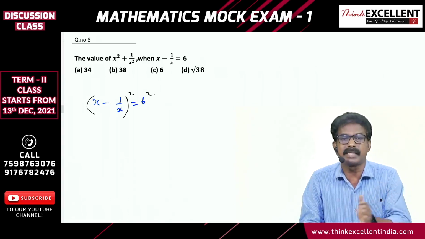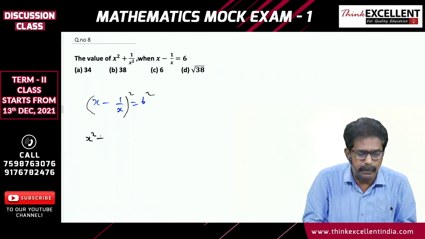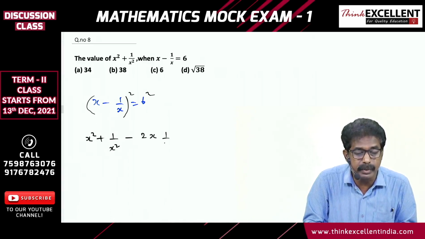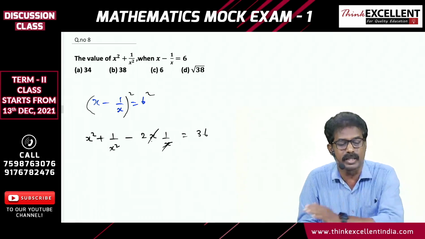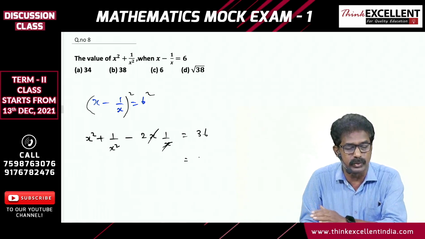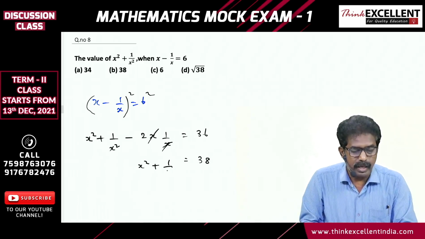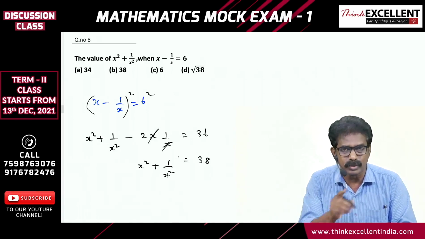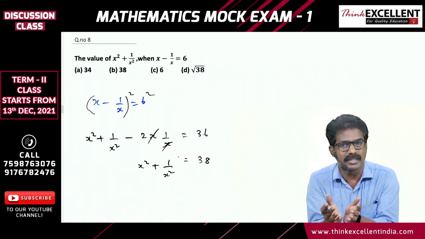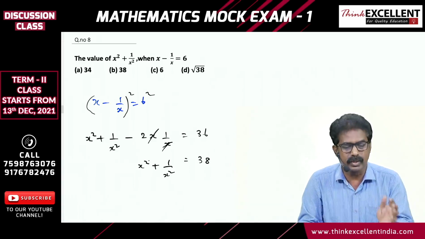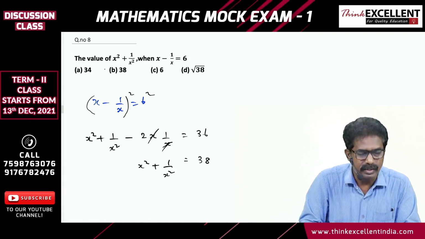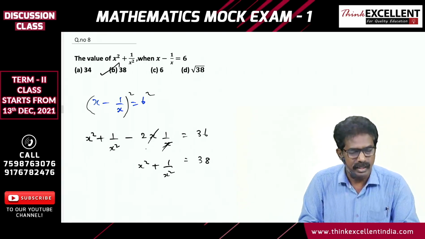a minus b the whole square is a square plus b square minus 2ab, equal to 36. The x cancels. Take minus 2 to the right side, you will get plus 2, 38, right? This is the value of x square plus 1 by x square, 38. Don't take square root. The square is already there. Here x square plus 1 by x square, the answer itself is 38. So B is the correct option.